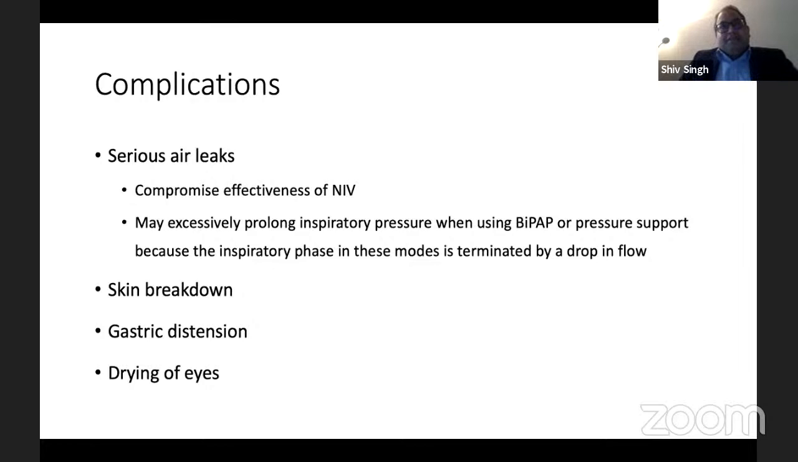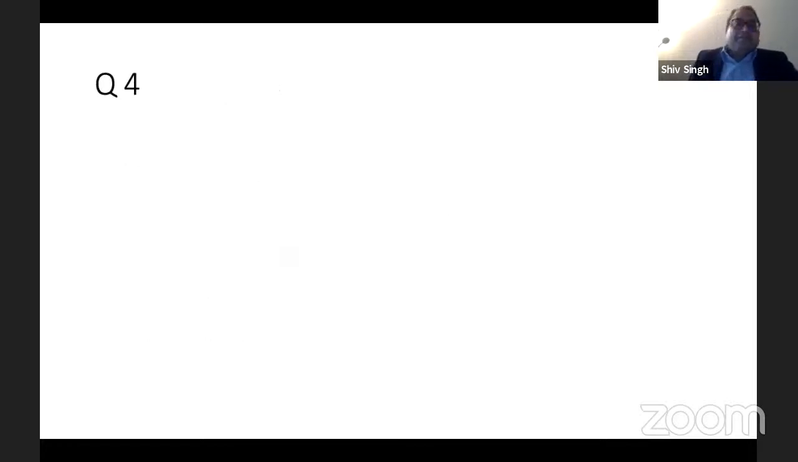And there are obviously leaks around the mask, and this can cause drying of the eyes. So you can use artificial tears for patients, but you need to be at least sure that there is not much leak around the eye. Skin breakdown of the bridge of the nose is very common in patients. And sometimes you might actually have to apply special dressings for that. So those were the complications that were question three.